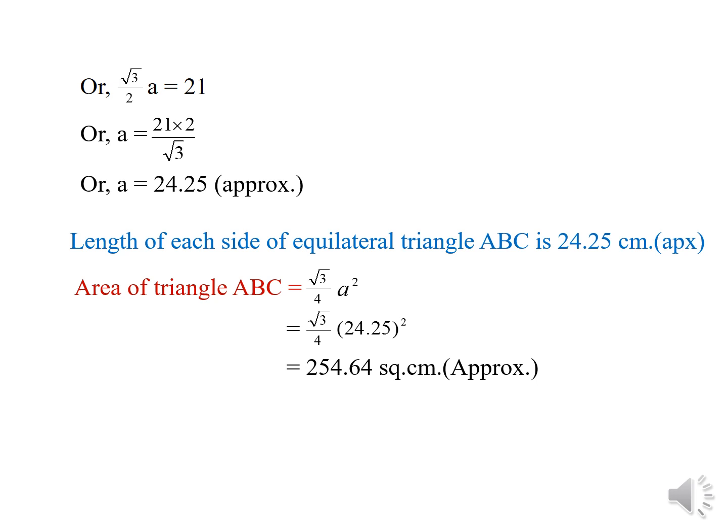The question was in two parts. The first question was to find the length of each side of the triangle, which is 24.25 centimeter approximately. And the second question was to find the area, and the area is 254.64 square centimeter approximately. So that's all of question number 9.